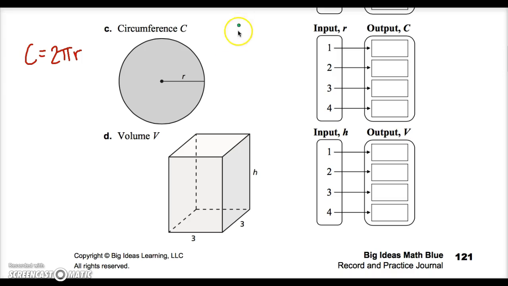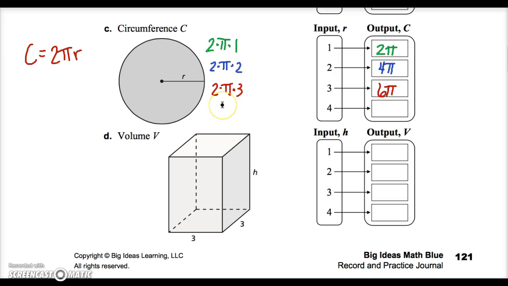So all I'm going to do again is just plug these straight into my equation. So 2 times pi times 1. 2 times 1 is 2, and I'm just going to leave the pi symbol in my answer for right now. Okay, if I plug in 2 for the radius, 2 times pi times 2. Well, 2 times 2 is 4, so this would be 4 pi. If I plug in 3, we have 2 times pi times 3. 2 times 3 is 6, so this would be 6 pi.